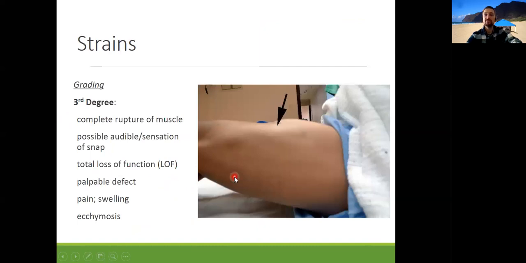Then grade 3, complete tear of either the muscle fibers or the tendon itself, right? So grade 3, complete rupture of muscle fibers or tendon. Total loss of function. They still might be able to do range of motion.